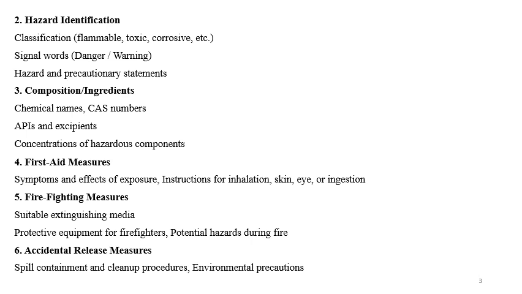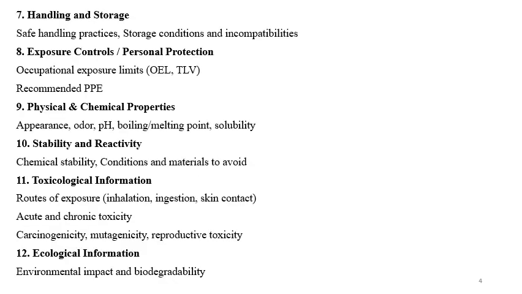Environmental precautions are given. Handling and storage of the material, safe handling practices, storage conditions and incompatibilities. Exposure controls, personnel protection, occupational exposure limits like OEL and TLV. So whenever you want to get the OEL, you can get it from MSDS also. Then recommended PPE. So whatever the precautions are required to be taken, personal protective equipment is required to be used for the exposure controls and personal protection, that information is given in MSDS.